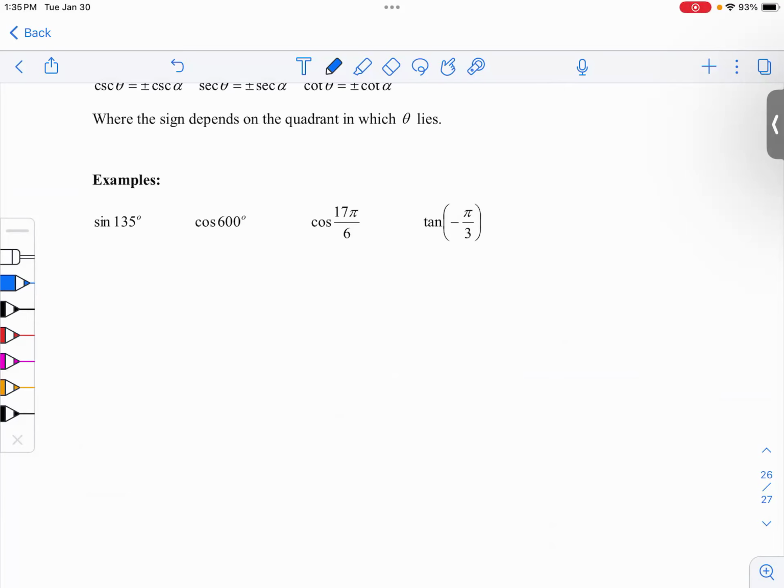All right, so 135 degrees, we're going to start with something we're familiar with. 135 degrees is in what quadrant? Second quadrant, right? When we're in degrees, yeah, you were fast on that, right? When we're in degrees, we're just so much more familiar. So it's somewhere over here.